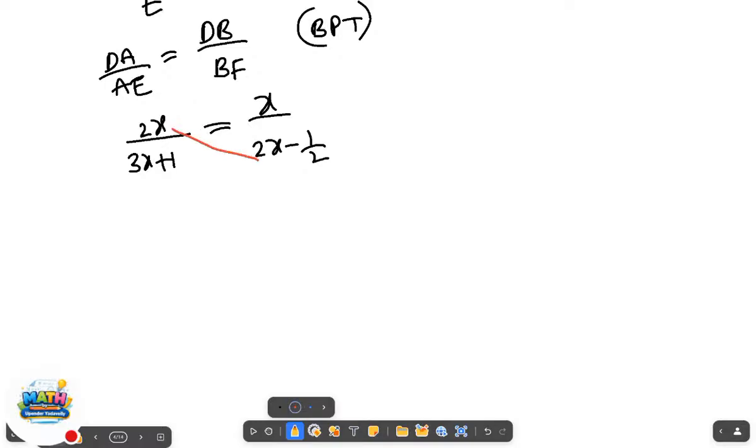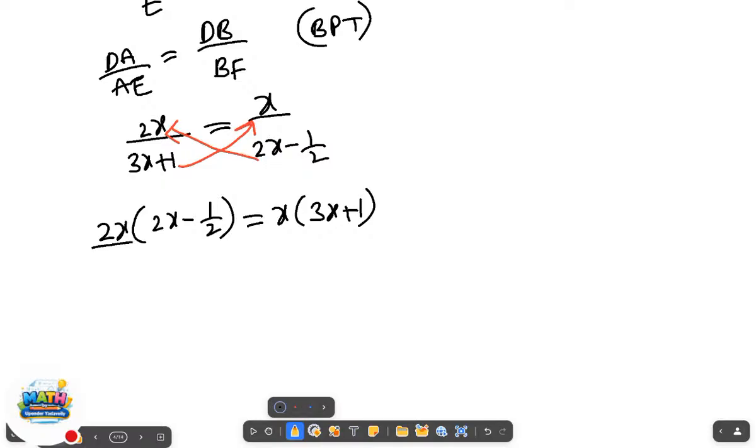So 2x minus 1 by 2 will come to the left side and 3x plus 1 will go to the right side. Now it becomes 2x of 2x minus 1 by 2 on the left, and on the right it becomes x of 3x plus 1. So let's multiply with 2x inside.